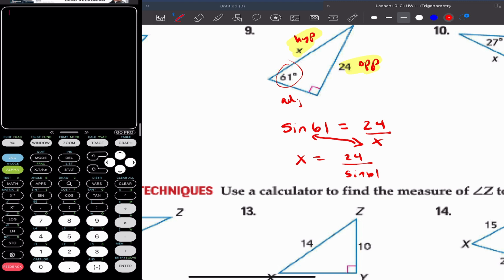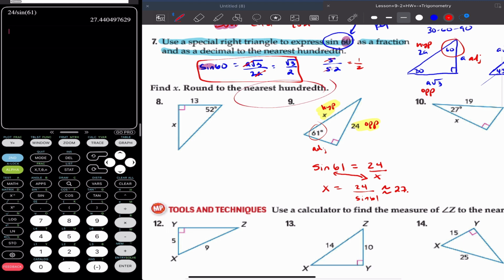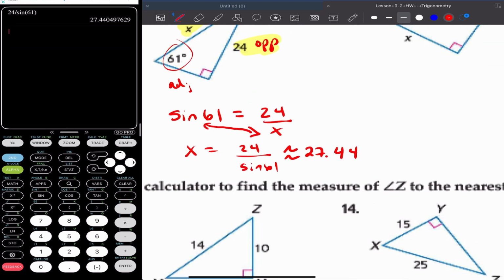Now, x is equal to 24 divided by sine of 61. That's approximately 27 point, what am I rounding to? To the nearest hundredth. So the second 4 after the decimal, that's the hundredths place. So that 0 dictates that 4, but since 0 is below 5, you don't round that 4. So your answer is 27.44. Okay.